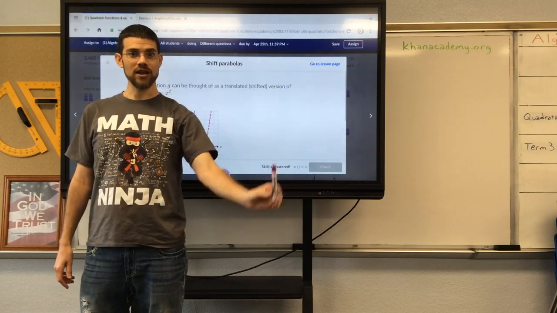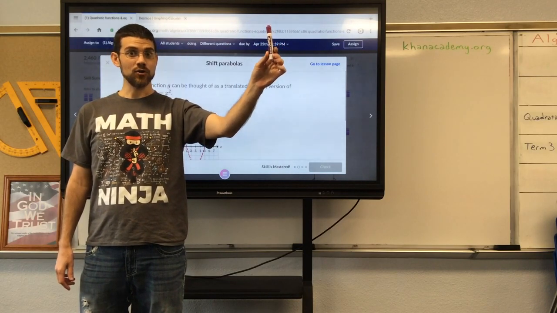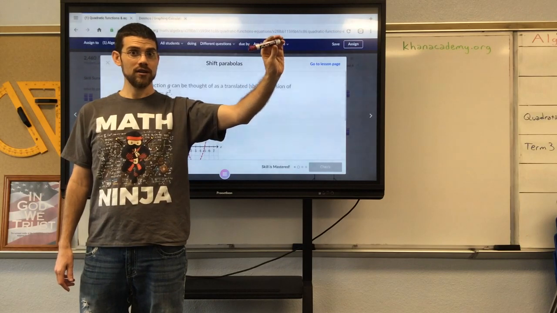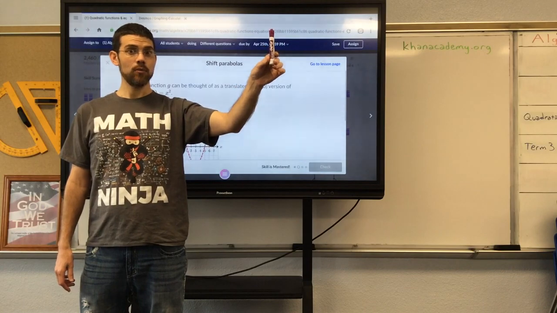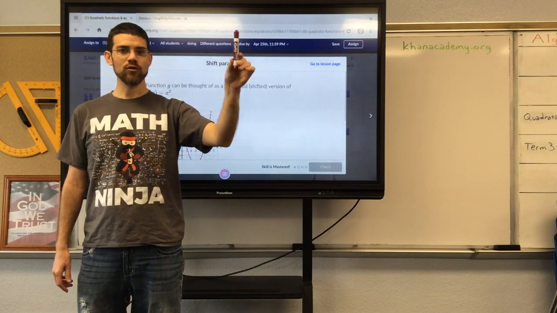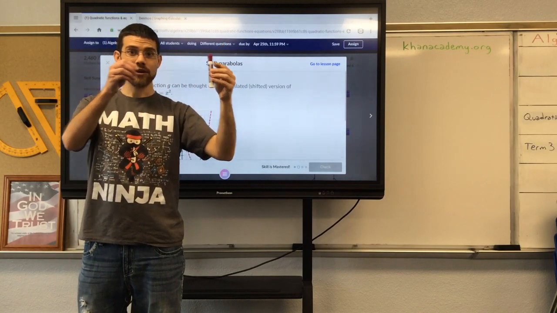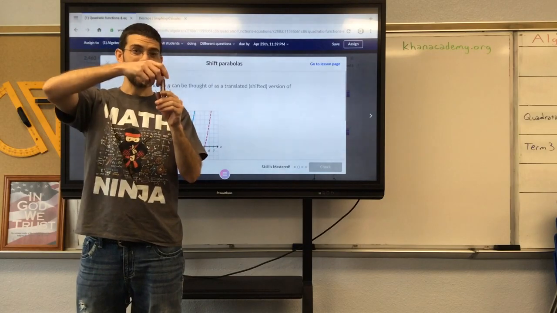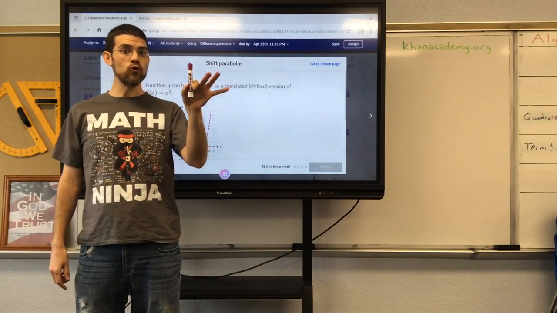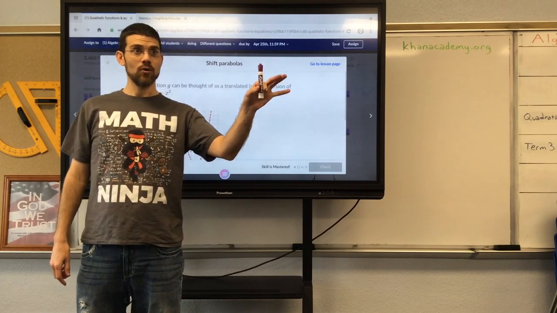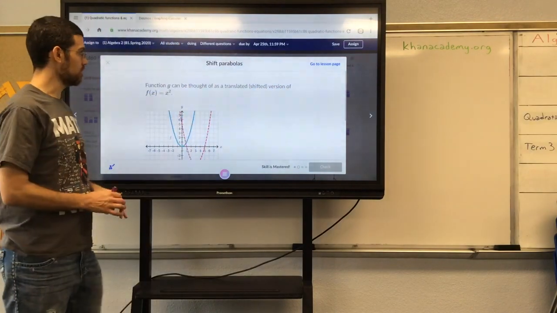I can translate it up or down, left or right. And it doesn't change orientation, so I'm not rotating it. We're not changing the direction it appears. When we translate, it moves left or right, up or down, and it doesn't change shape. I haven't made it wider, taller, or narrower, and I haven't rotated it. All I've done is move it, and that's a translation or a shift.